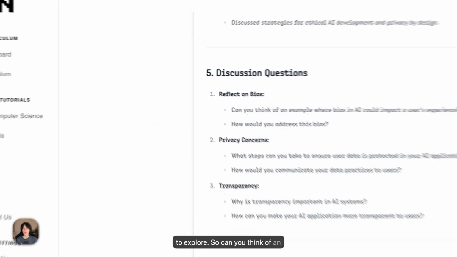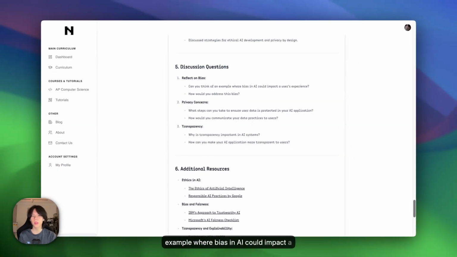Can you think of an example where bias in AI could impact a user's experience? You could even go to arXiv or Google Scholar and explore a bunch of papers talking about how AI impacts user experience. Then you can answer it on your own or send your answers to me directly. And how could you address this bias? Also, what steps can you take to ensure user data is protected in your AI application? And how would you communicate your data practices to users?